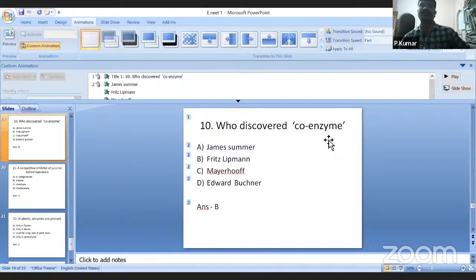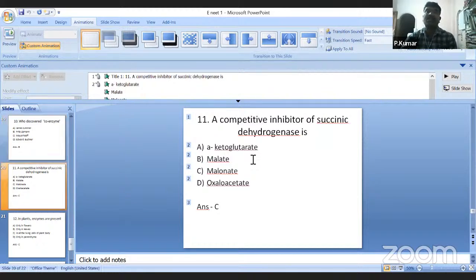And who discovered the coenzymes? It is very, very important. Tomorrow, in the next class, we can discuss the coenzymes. The coenzymes were discovered by Fritz Lipmann. Next, a competitive inhibitor of succinic dehydrogenase is malonate. Malonate is the example.